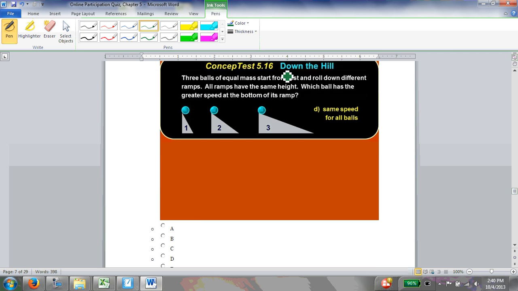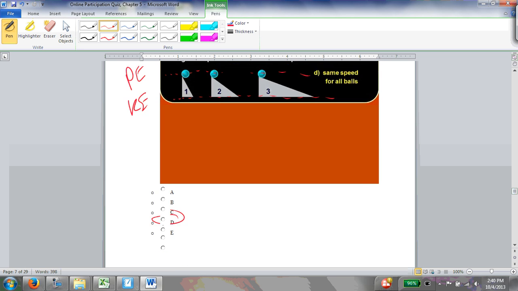Three balls of equal mass start from rest and roll down different ramps, all of the same height. Which ball has the greater speed at the bottom of its ramp? Now, many of you put this answer, but that is not correct. The correct answer is: I'm starting all at the same height, so they have a certain amount of potential energy. They're all going to the same level at the bottom, and so all that potential energy is converted into kinetic energy. They're all going from the same height, so they're all going to have the same kinetic energy at the end. That means that they all have the same speed. So D is the correct answer.